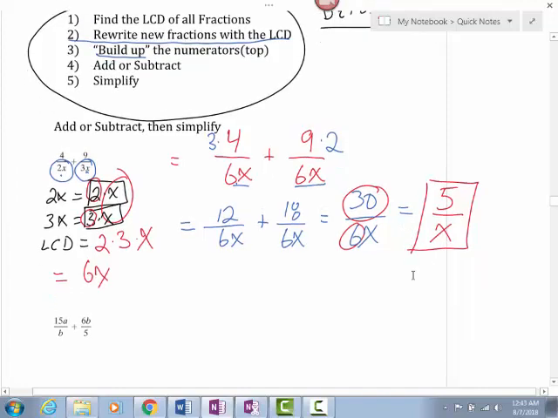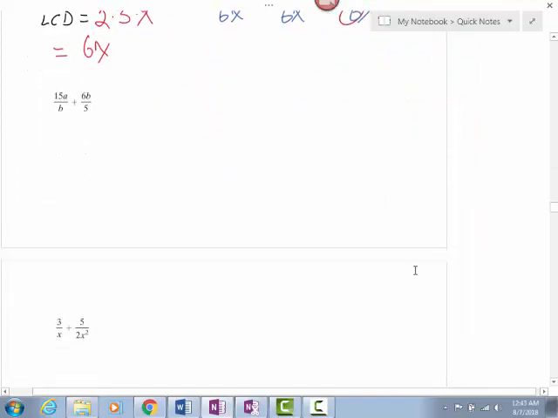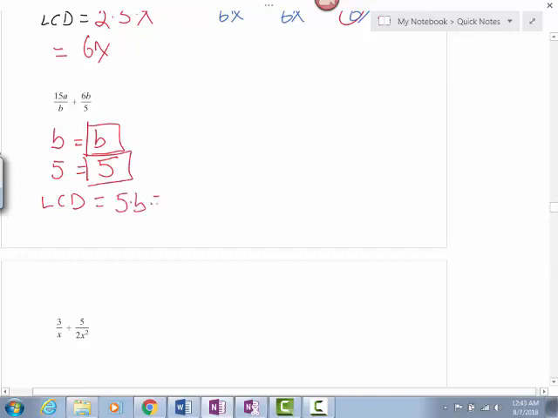Let's see if we can do the next problem the same way, all right? Okay, so the first thing I notice is I have the letter b. Well, the letter b is just the letter b. I can't do anything with it. Second denominator is a number 5, and I can't factor the number 5. So my LCD, we're going to need each of these distinct factors. So I need 5 times b, which is simply just a 5b.